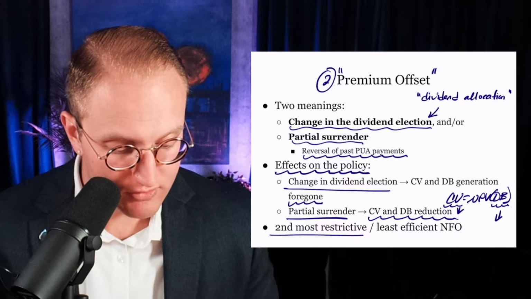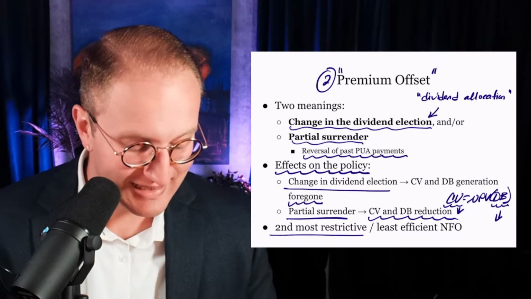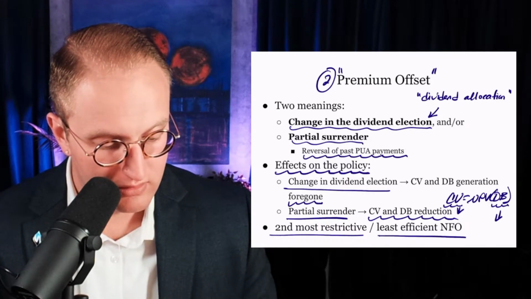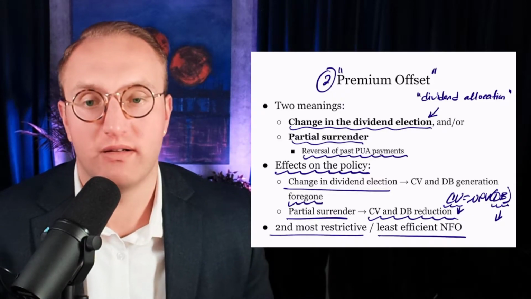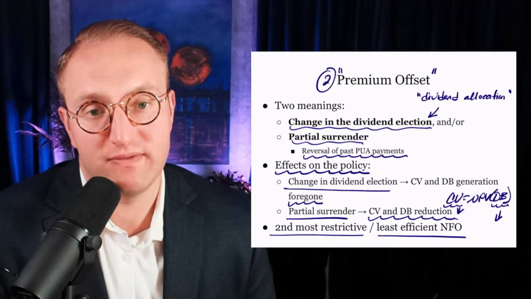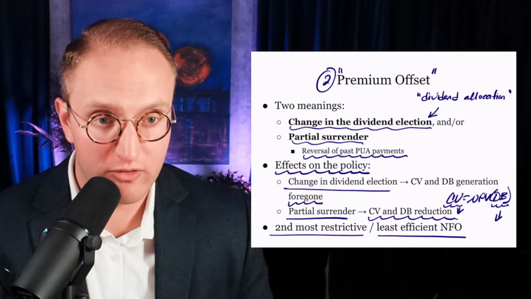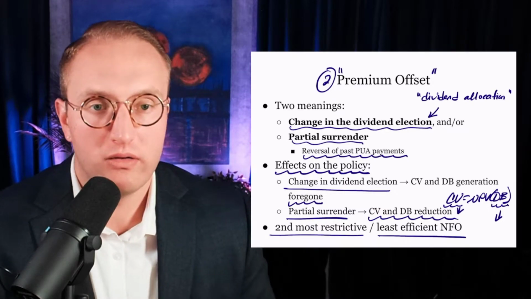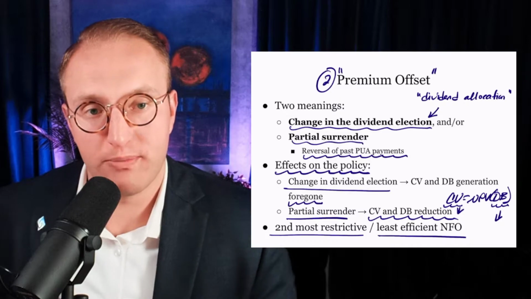Right, so second most restrictive, second least efficient. And when I say efficiency, I'm just talking about the magnitude of death benefit that you have to give up, or the magnitude of death benefit growth foregone. Right, that's lower in the premium offset world than it is for an RPU.